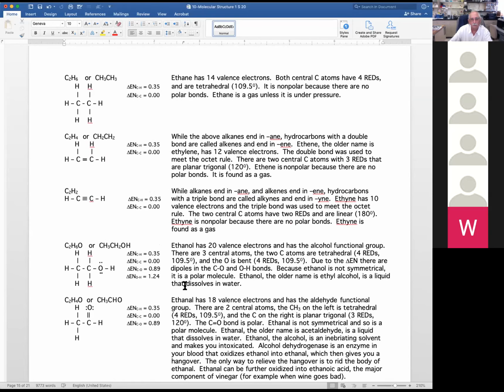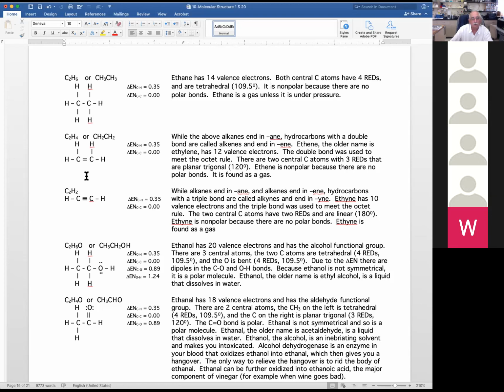Two carbons in a row is based upon ethane. One carbon in a row is based upon methane. So notice this is ethane. I put a double bond in here. It now becomes ethene.